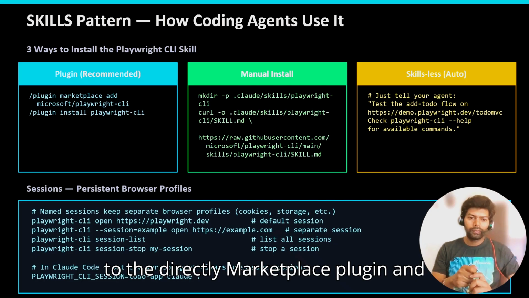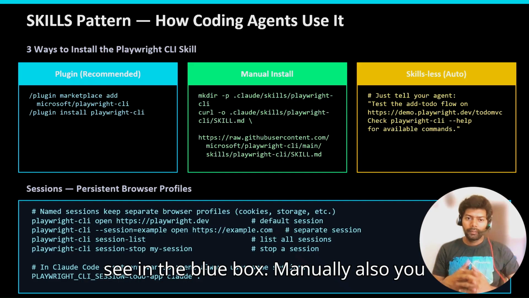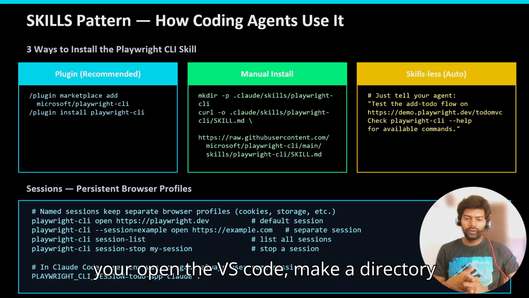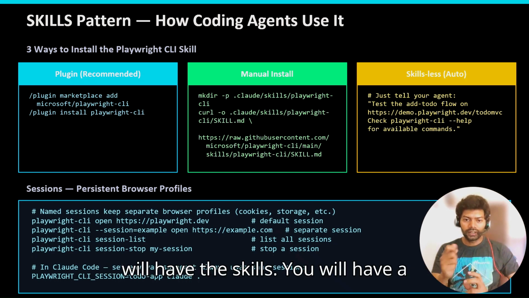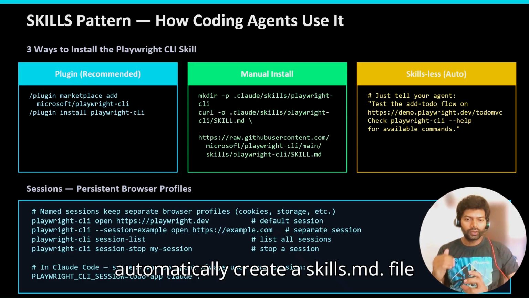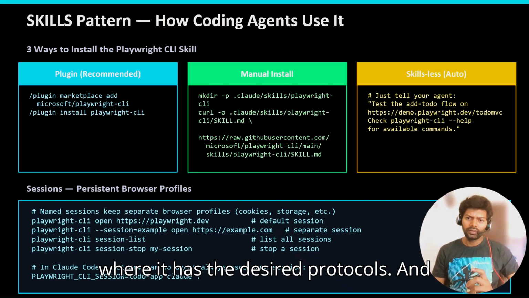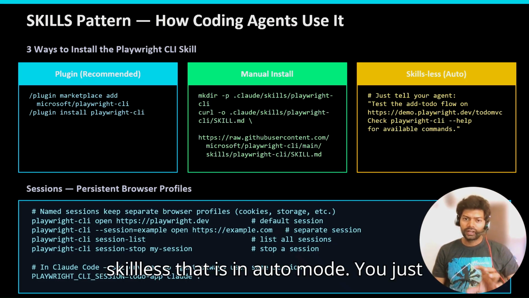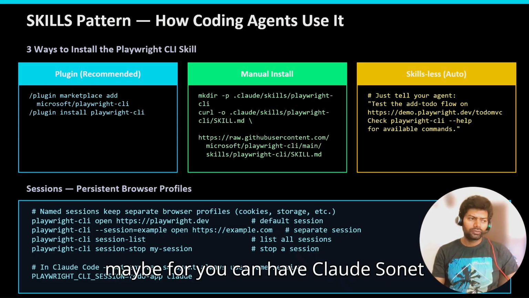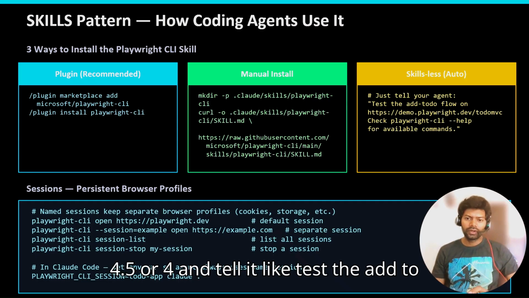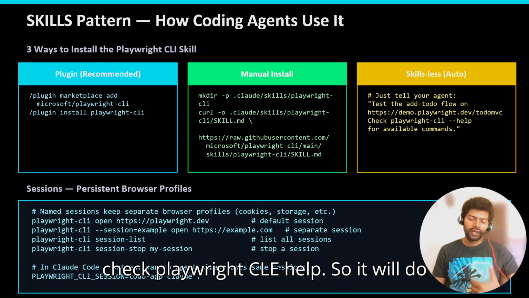And there are three ways to install the Playwright CLI skills. Either you go directly to the marketplace plugin and install it, which you see on the left side in the blue box. Manually also you can install it: you simply open VS Code, make a directory, and under the .claude folder you will have the skills. You will have a reference folder, and then it will automatically create a skills.md file where it has the desired protocols. And there is also an auto mode: in VS Code, take any agent, maybe Claude Sonnet 4.5 or 4, and tell it to test the add-to-do flow on any website you want and check Playwright CLI help. So it will do the operation.